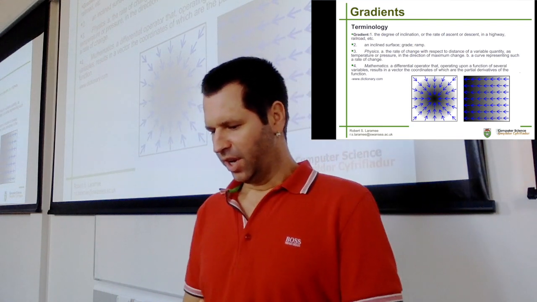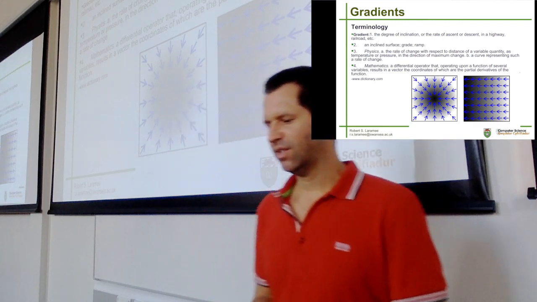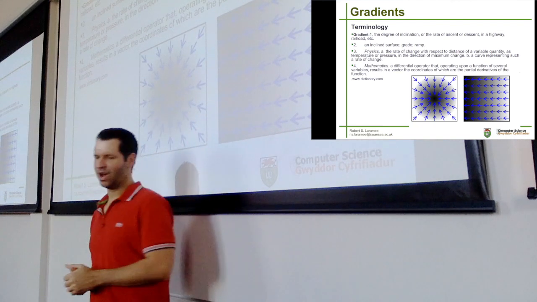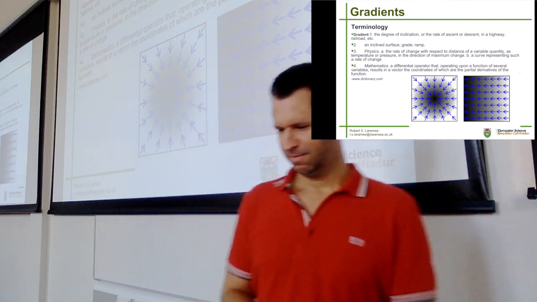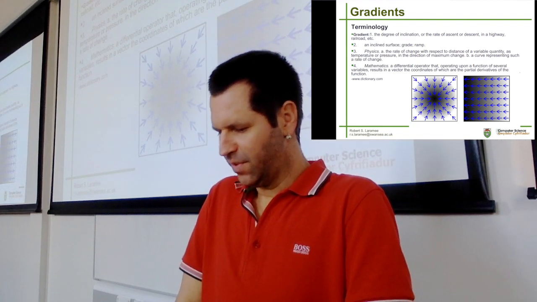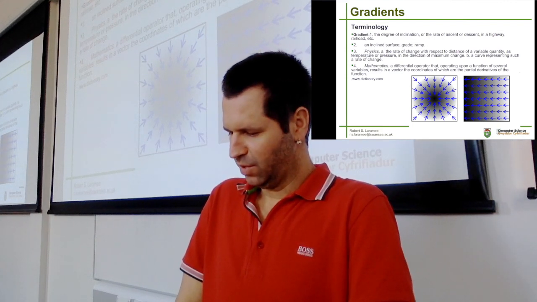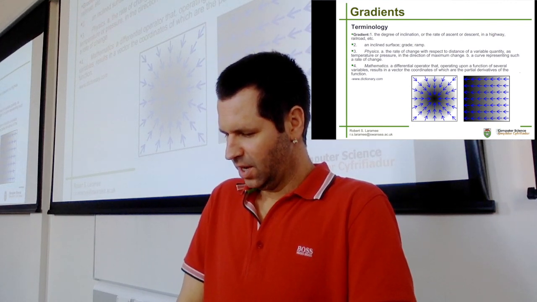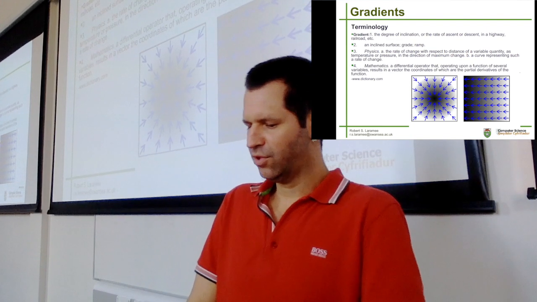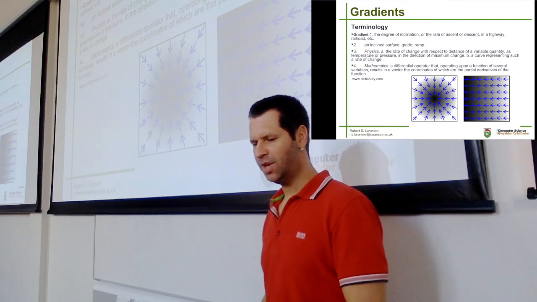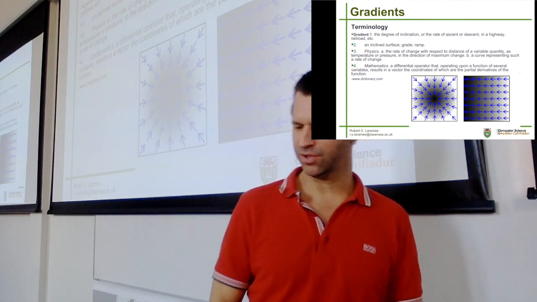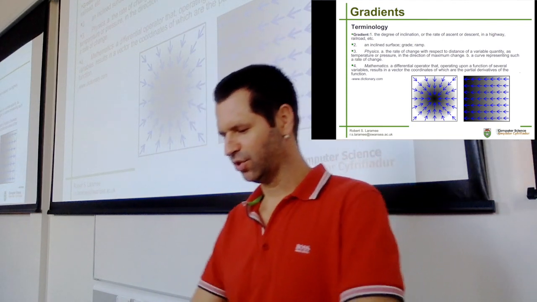Gradient: the degree of inclination or rate of ascent or descent, for example, in a highway or a railroad. We're not really talking about highways or railroads. Another definition is an inclined surface, grade, or ramp. From physics, the rate of change with respect to distance of a variable quantity, such as temperature or pressure, in the direction of maximum change, a curve representing such a rate of change. In mathematics, a differential operator that, operating upon a function of several variables, results in a vector, the coordinates of which are the partial derivatives of the function.